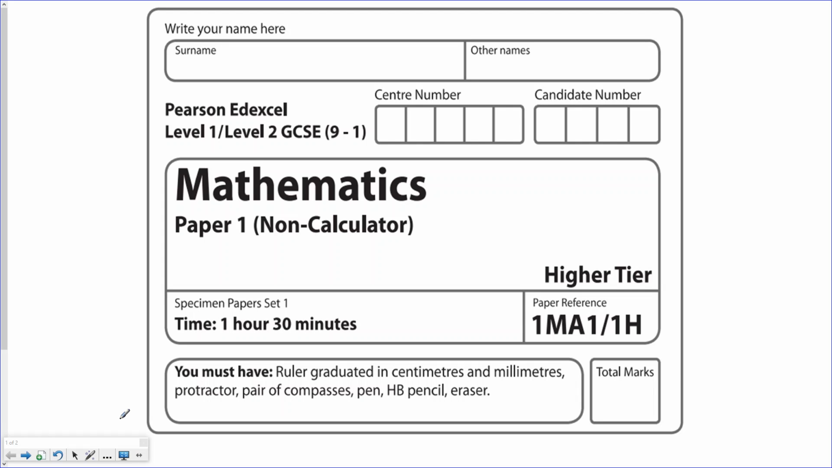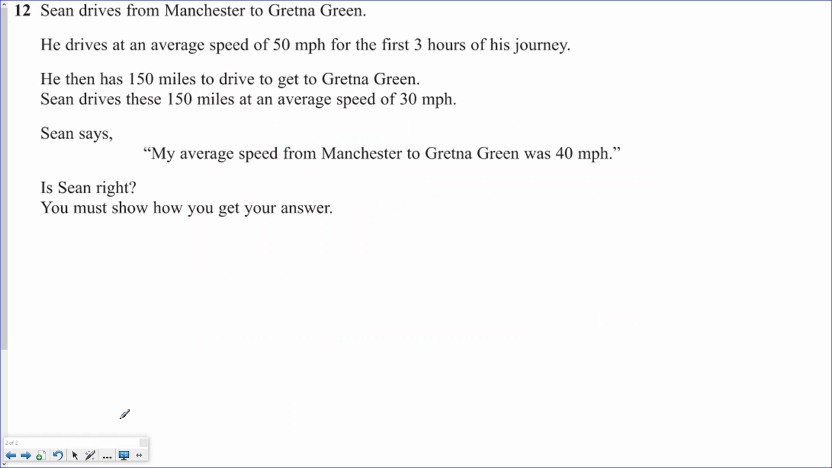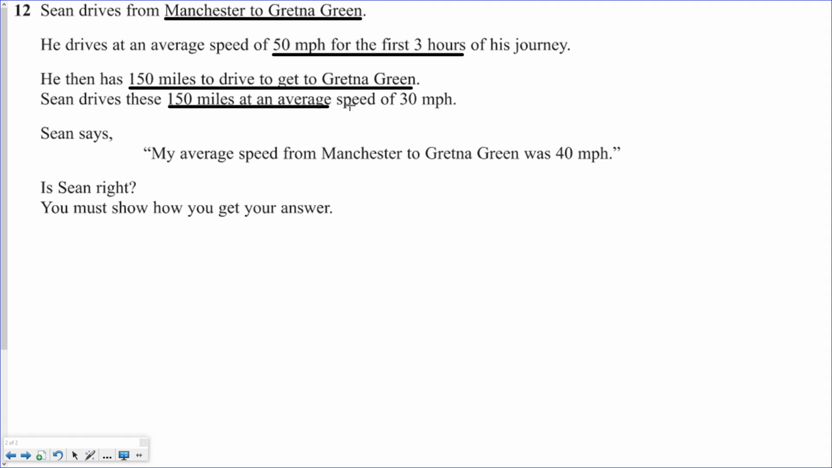Specimen Paper Set 1 Edexcel. It's question 12. Sean drives from Manchester to Gretna Green. He drives an average speed of 50 miles per hour for the first 3 hours of his journey. He then has 150 miles to drive to get to Gretna Green. Sean drives these 150 miles at an average speed of 30 miles per hour. He says that his average speed from Manchester to Gretna Green was 40 miles per hour. Is he right or is he wrong? You must show how you get your answer.